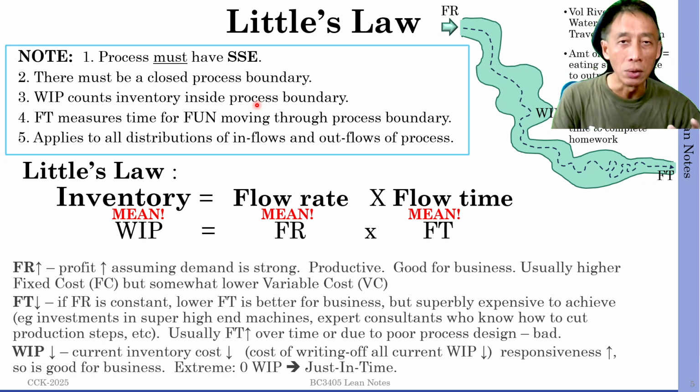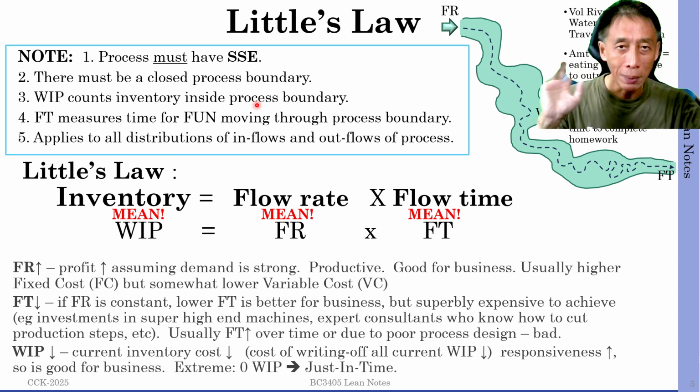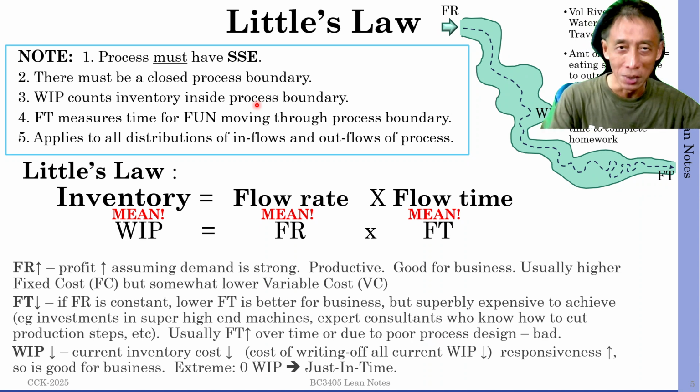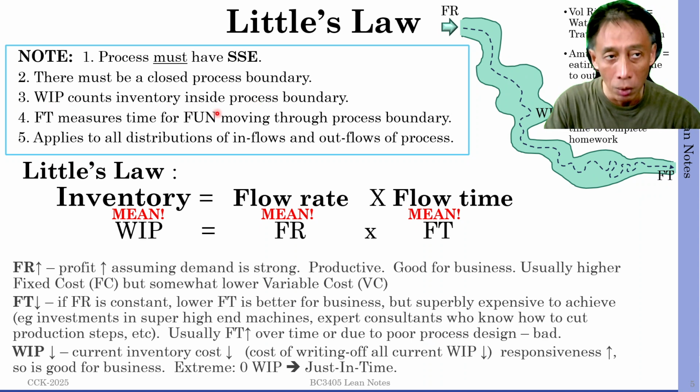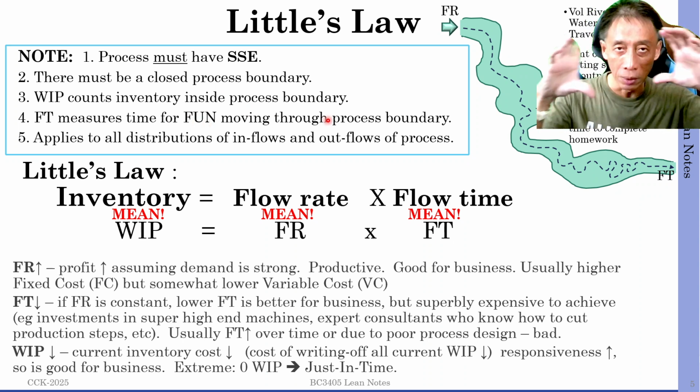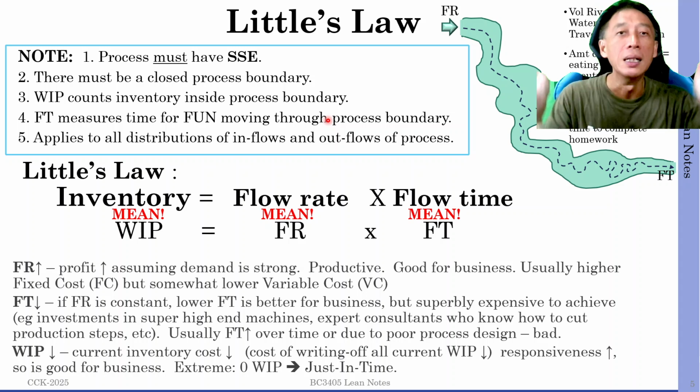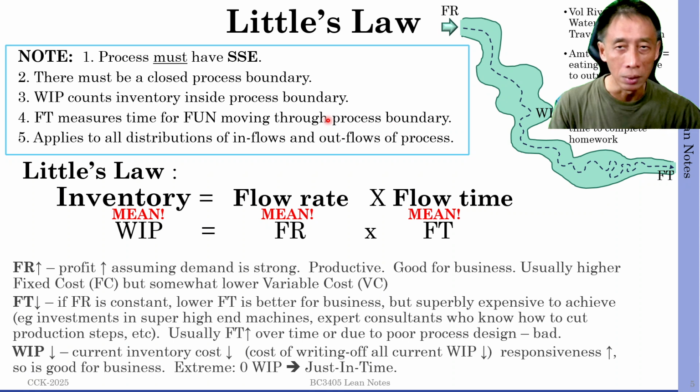Can I analyze this resource using Little's law? Sure. So my process boundary is this resource. And incidentally, my Little's law boundary will be this process boundary. So WIP will count the inventory inside this boundary. The flow time measures the time for the flow unit to move through the process boundary, the Little's law boundary. So there's a clear definition of entrance and a clear definition of exit. It cannot be fenceless, where anything that comes and goes is counted. That's very difficult. So there's a clear entrance, clear exit.